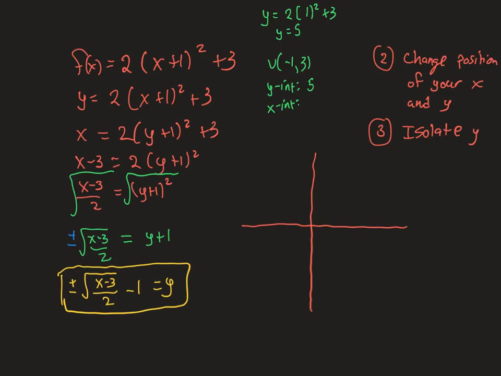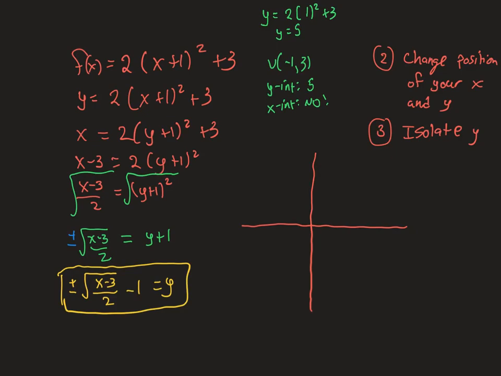Do I have any x-intercepts? Well, that would mean making y equal to 0, and in this case, you definitely would not have an x-intercept. Because if I made y equal to 0, you're then going to subtract 3 from both sides, and you're going to end up having to take the square root of a negative number. You can't take the square root of a negative number. So there's definitely no x-intercept.